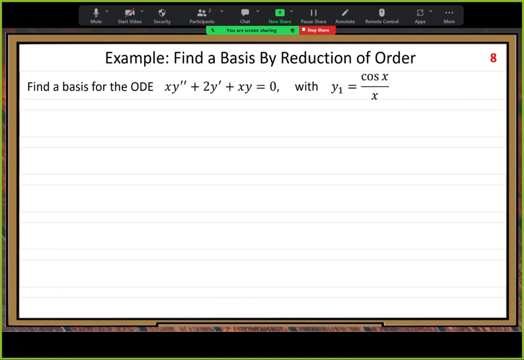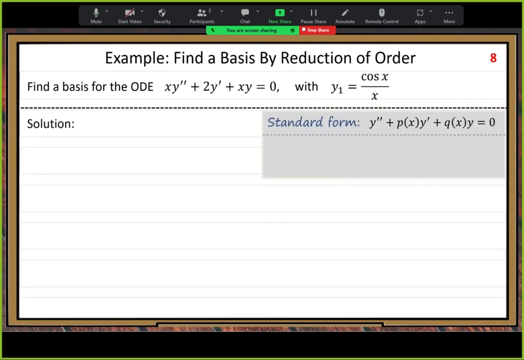But here the first one is given, so by our reduction of order technique, we can find y2. Let's do it again this time. Solution: let me write the formulas here, because we need to get these two formulas ready.